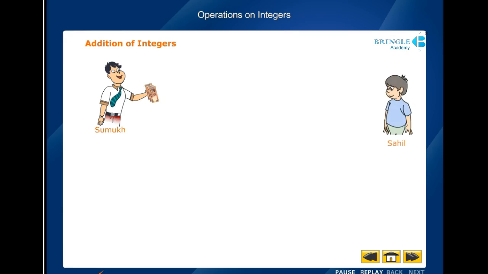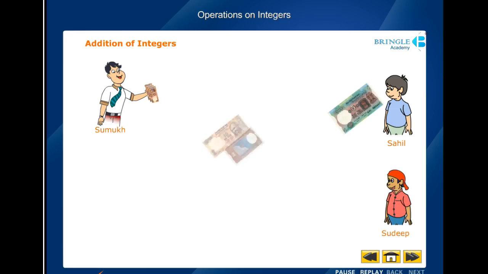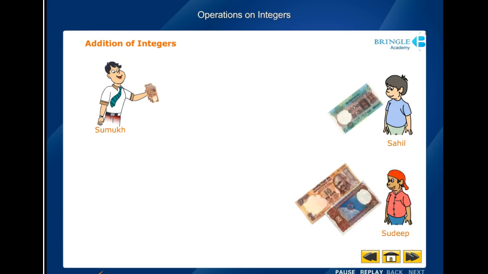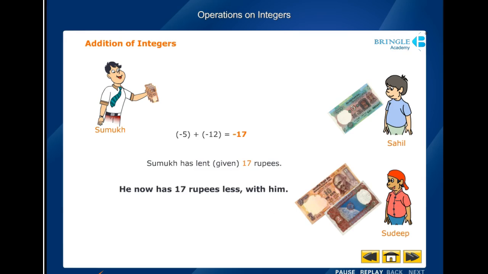Sumukh had lent 5 rupees to Sahil and 12 rupees to Sudeep. He is worried and wants to know how much he has lent. Sumukh has lent 17 rupees. He now has 17 rupees less with him. This tells us that the sum of two negative integers is a negative integer.